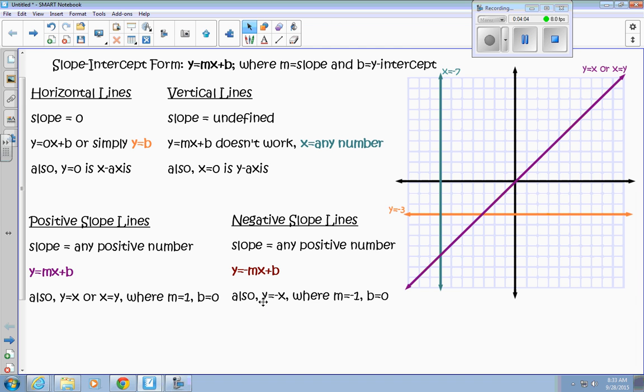And the equation that you need to be concerned with is y equals -x, where the slope is -1 and the y-intercept is 0. So again, we have our y-intercept at the origin, and then we drop down 1, run 1, drop down 1, run 1, drop down 1, run 1, giving us a negative slope.